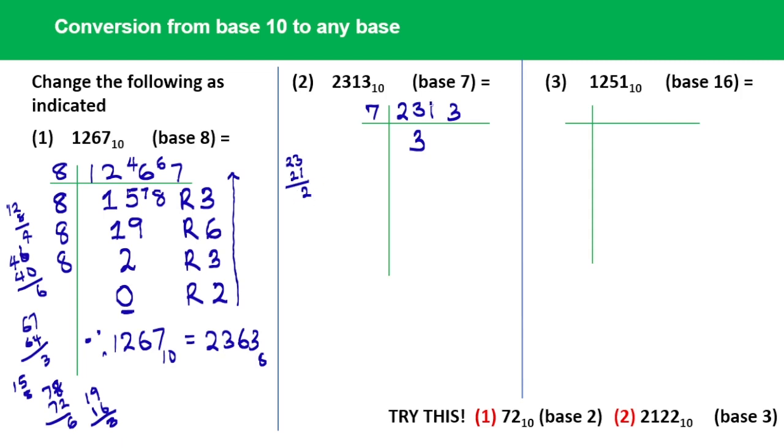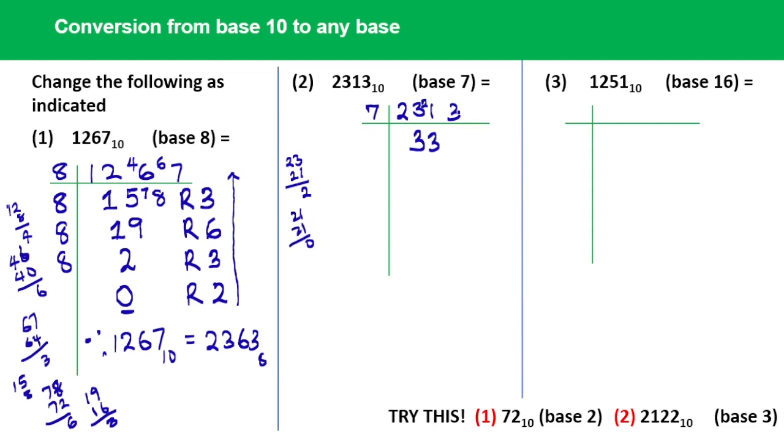This 2 is not our final remainder. We place the 2 here in front of the next digit, making this 21. 7 in 21 will give us 3. 7 times 3 is 21. 21 minus 21 will give us a remainder of 0.